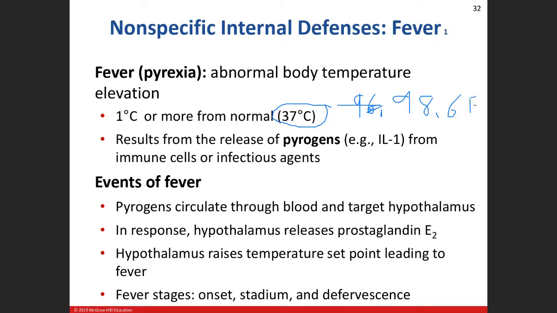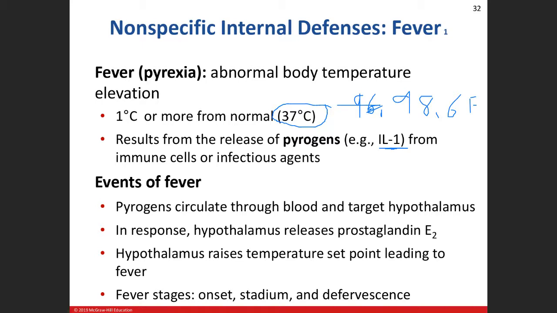98.6 Fahrenheit. Okay. So we will see. Certain chemical markers, specifically interleukin-1, here is an example of a pyrogen. There's several others. I believe interleukin-6, and I think interleukin-10. Anyways, these chemical messengers will stimulate the hypothalamus to increase your body temperature.